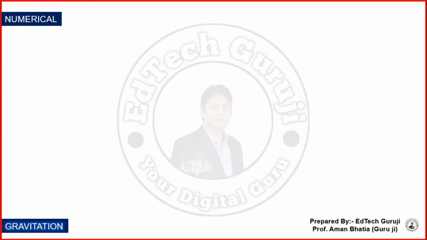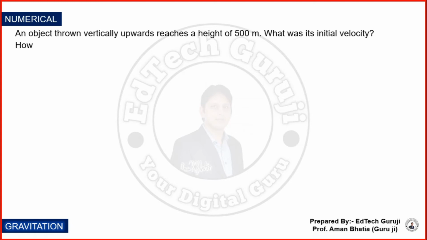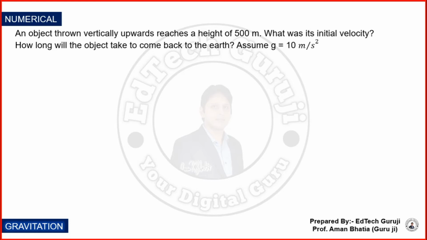So what is the numerical? An object thrown vertically upwards reaches a height of 500 meters. What was its initial velocity? How long will the object take to come back to the earth? And there is a condition given to us. We can assume in this problem that acceleration due to gravity is 10 meter per second square.